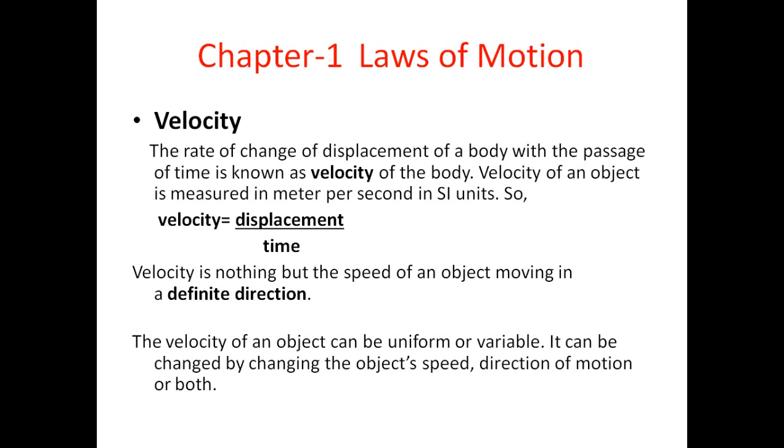So velocity is nothing but the speed of an object moving in a definite direction, because we have to fix direction in the case of velocity. The velocity of an object can be uniform or variable, like speed. If the displacement occurs in equal intervals of time, uniform velocity can be found, because there will be uniform motion. Non-uniform motion can also occur, by changing the object's speed, direction of motion, or both.